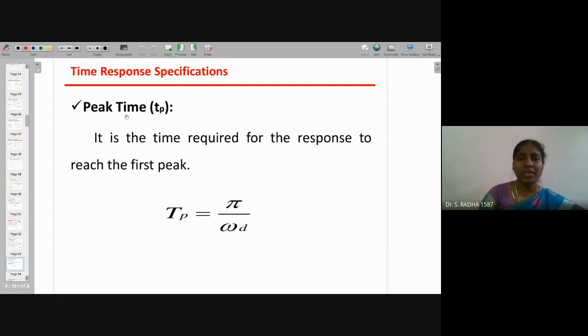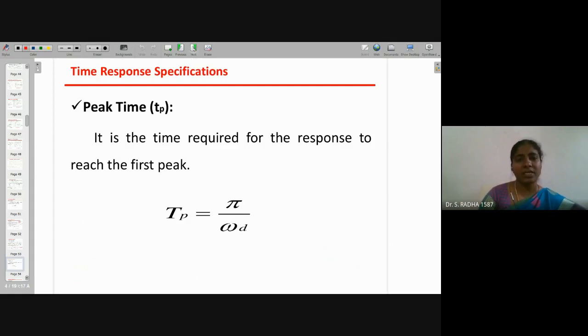Rise time is completed: pi minus theta by omega d. Peak time is pi by omega d. That theta alone will not come. If you remove that minus theta from the rise time, that is peak time, pi by omega d. Peak time means the time taken for reaching the maximum value for the first time. Only the first time it will come to the maximum height. So this is the peak time formula.